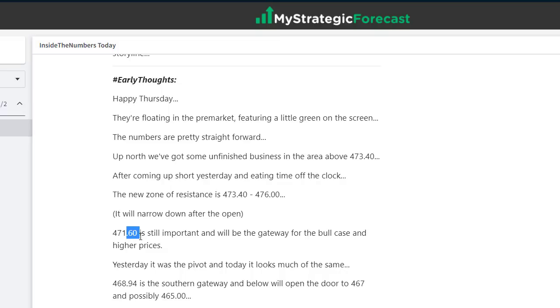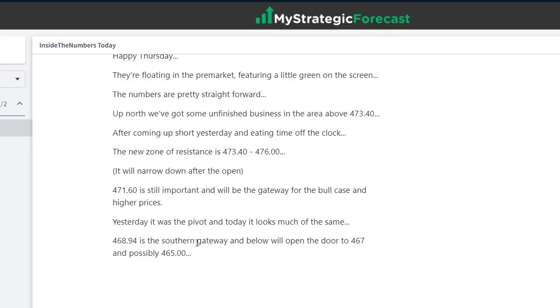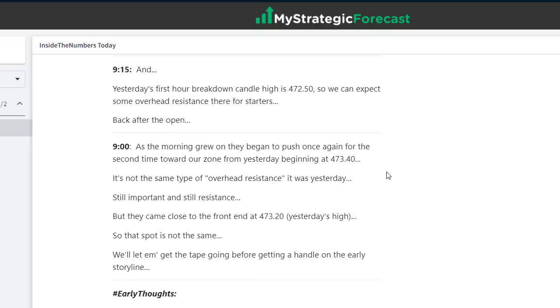471.60 is still important. That was also from yesterday and will be the gateway for the bull case and higher prices. So for now, think of it as the pivot. Yesterday, it was the pivot, and today it looks much of the same. 468.94 is the southern gateway, and below will open the door for 467 and possibly 465, which they did the whole shebang. We'll circle back to stocks on the move.